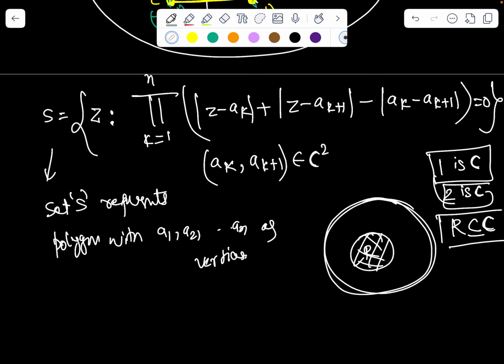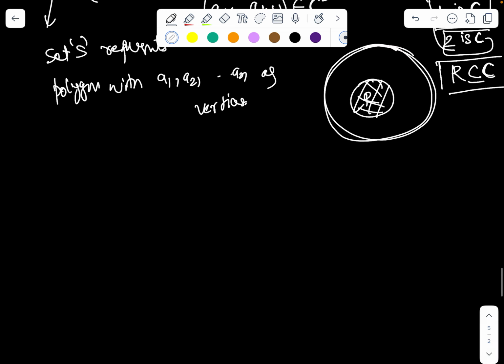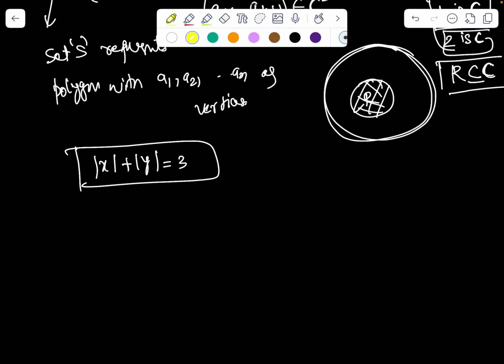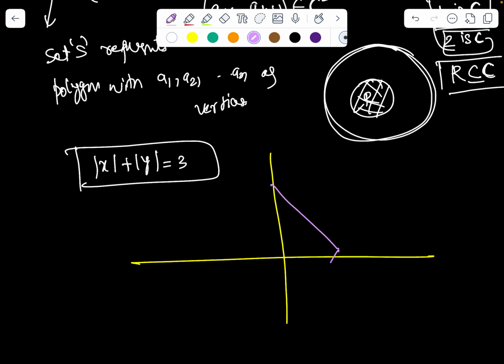So I guess you have enjoyed this, and that's a very interesting way of defining it. Similarly, you can try on your own to use complex number notation to describe the equation mod x plus mod y equals 3, which will look something like a Kaju barfi. x equal to 0 will give y equals plus or minus 3, and y equal to 0 will give x equals plus or minus 3.